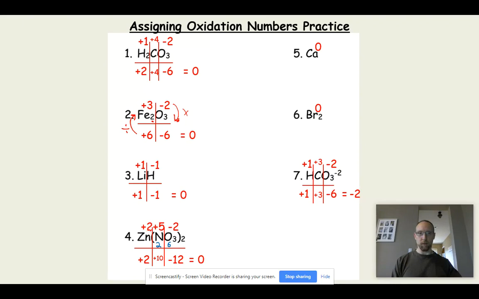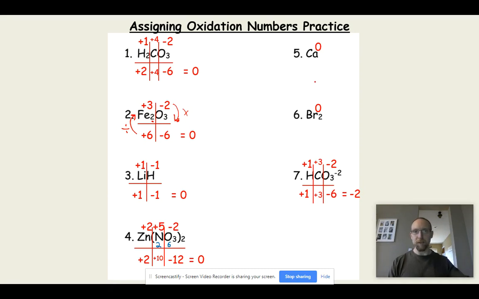So give zinc the +2. There's only 1 zinc, so our total is +2. And then what do I need to get to 0? +10. Don't forget, there's 2 nitrogens. So now you've got to distribute that amongst those 2 nitrogens. So +10 divided by 2 is +5. So now you're done. All right?